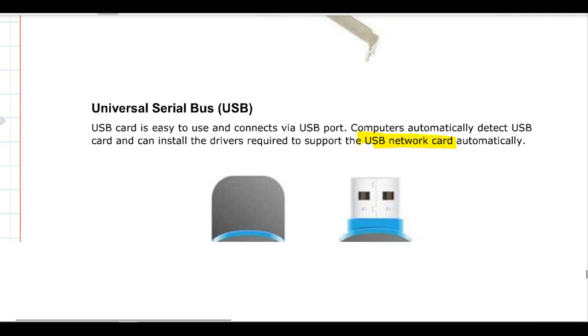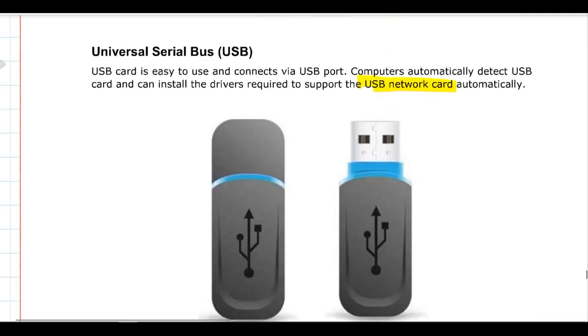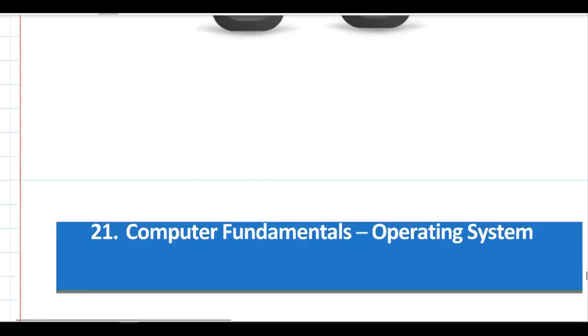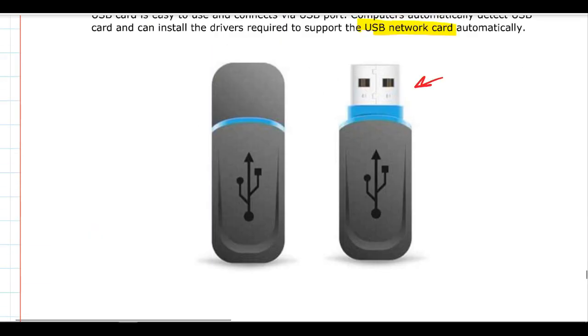The other version of the network card is the USB version, where you just plug this one into a normal USB port, and once you plug it in, it allows the personal computer or the laptop to connect wirelessly with other devices. Those are the components that are required to form a network.